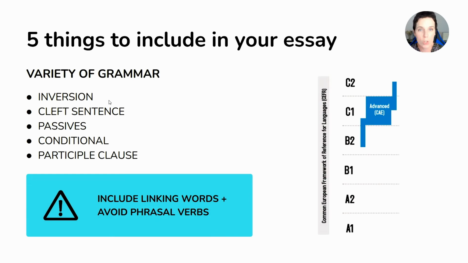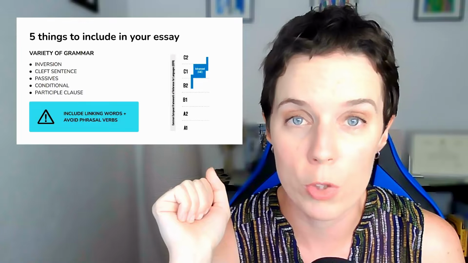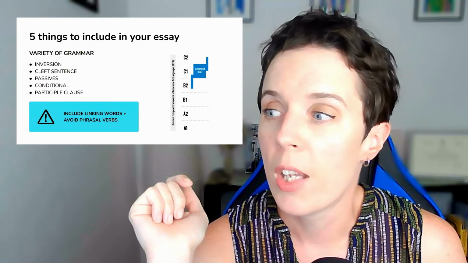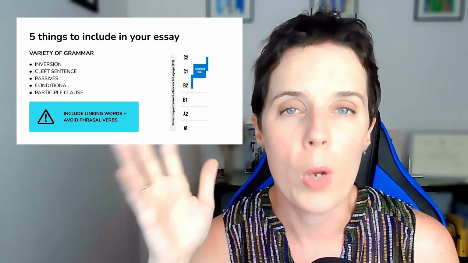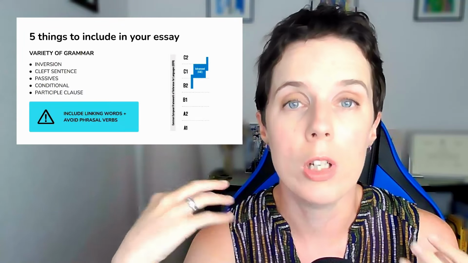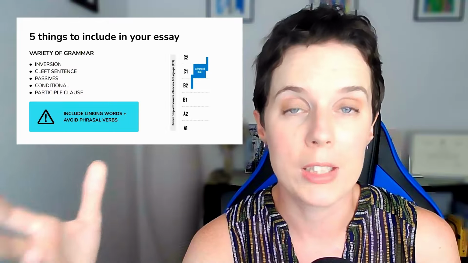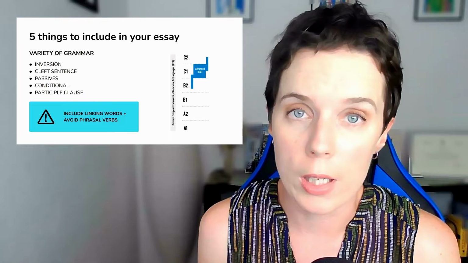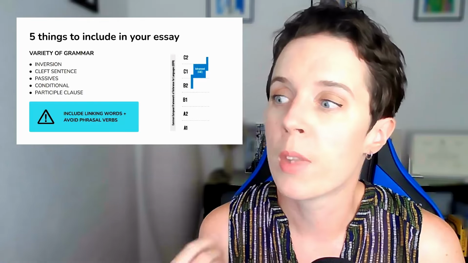So you want an inversion form in there. Okay, if you are unsure what inversion is, take a look up here. I've got a video explaining exactly what that is and how to use it in your exam. Cleft sentences, again, if you're not sure, take a look up there. I've got a video for you. Passive forms. Okay, you have to use passives because you're writing in an academic style, which is formal, and passives help you to write more academically, more impersonally, which is how you should be writing here.